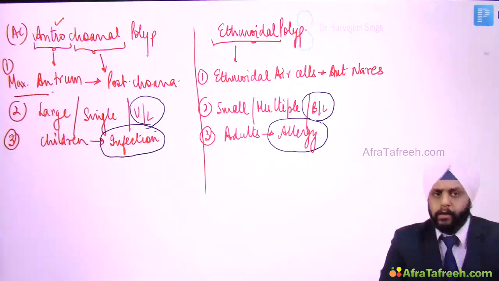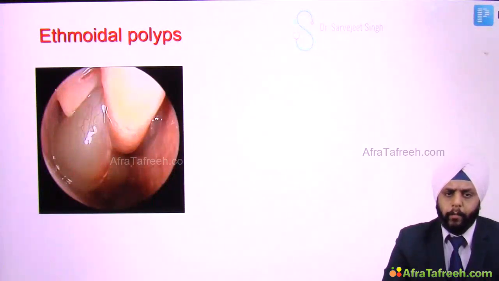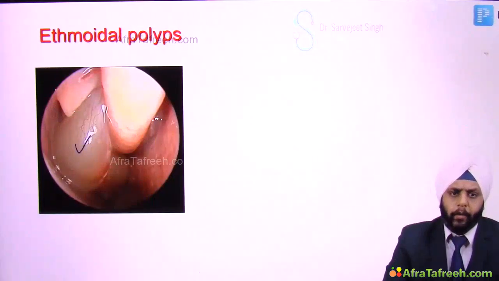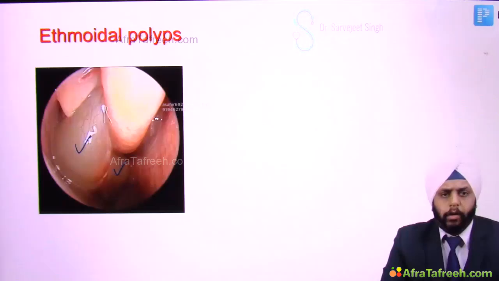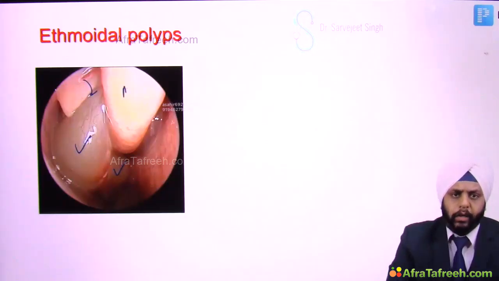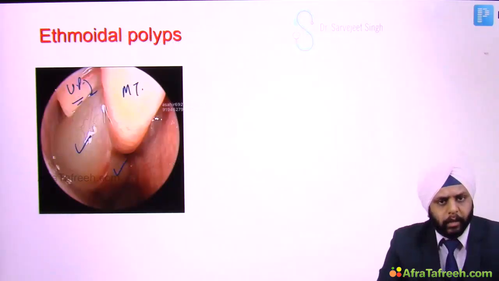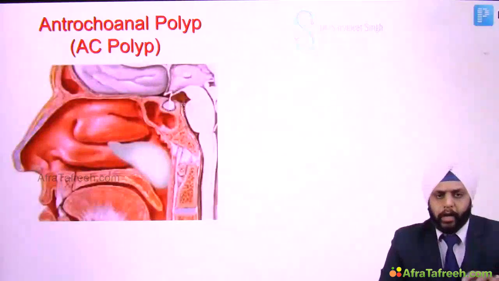Okay, let's look at some photographs. You can see this is a case of ethmoidal polyp. We can see multiple polyps, one, two polyps, coming over here. This is the middle meatus area. We can see the middle turbinate over here. This is the uncinate process, and we have multiple polyps. Now look at this photograph.